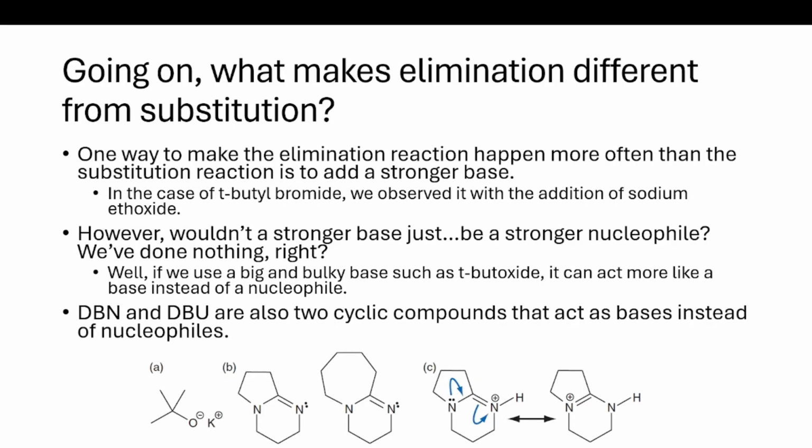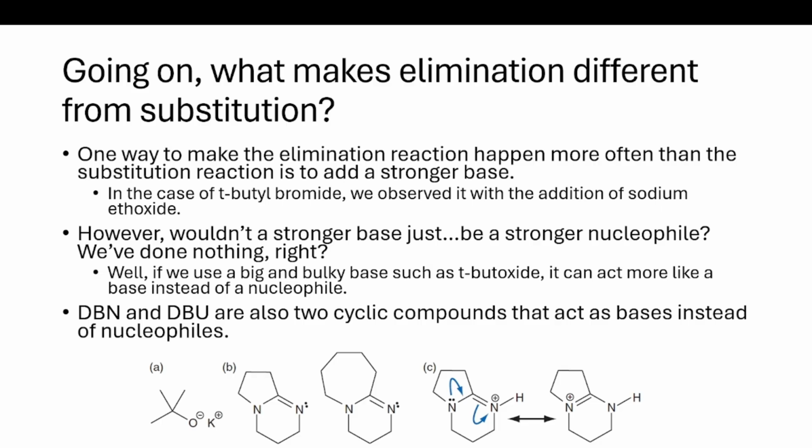So, what exactly makes elimination different from substitution? Well, say for example that you have some sort of molecule, and if you have some sort of base, it can go through either an elimination or substitution reaction. What if you want to make the elimination reaction happen more often? Well, you could just add a stronger base. The issue is, if you just have a stronger base, that'd be a stronger nucleophile, and nucleophiles substitute. So we're not even favoring the elimination reaction, right?